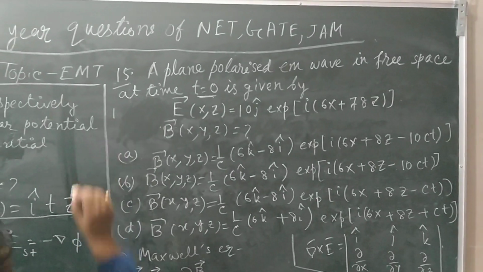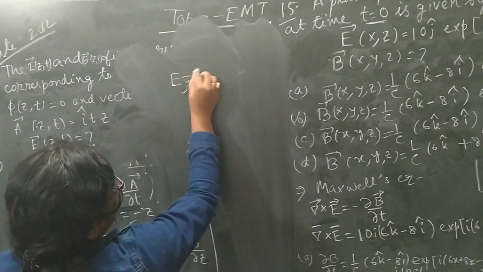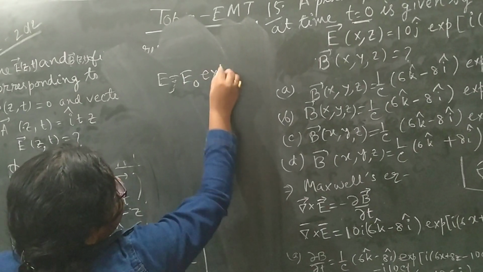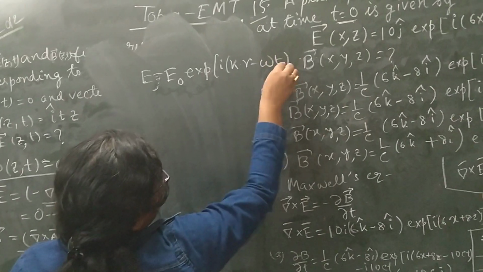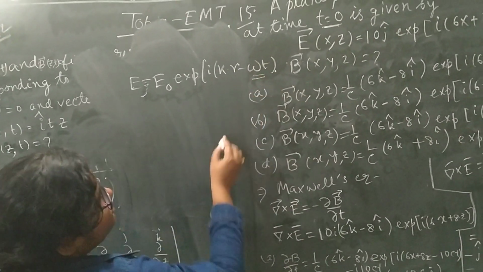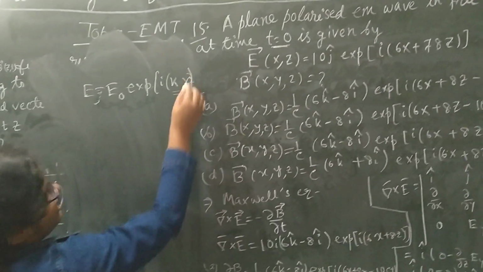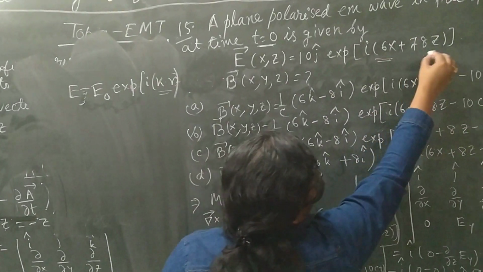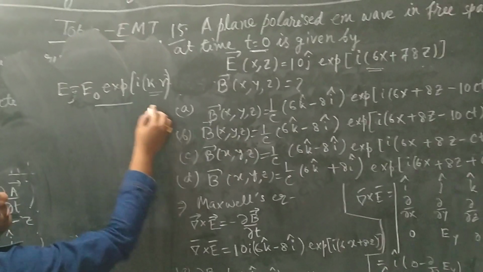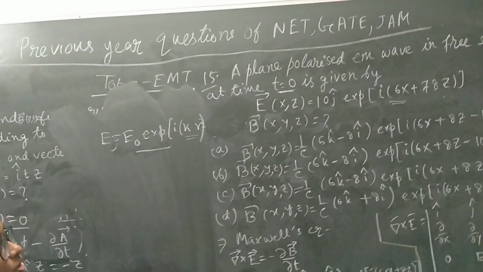So E generally equals E naught into exponential of i times (k dot r minus omega t). At t equals 0, omega t is 0, and we are left with the k dot r term. Here r is a function of x and z, so 6 into x plus 78 into z. You just write it this way. This is also the plane wave solution.